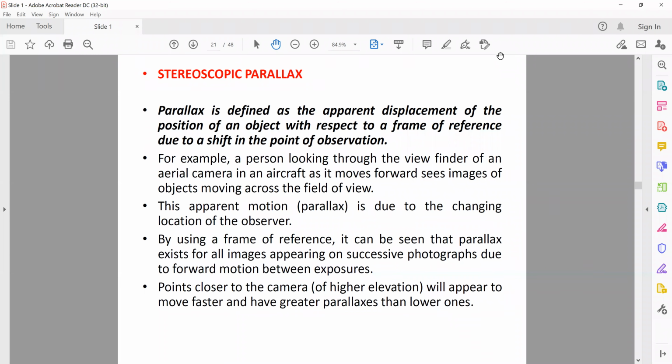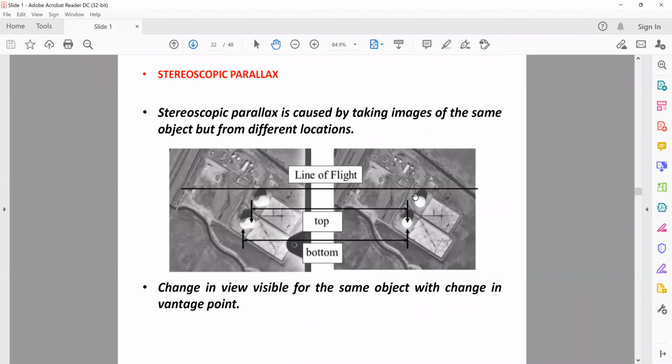So we'll continue with stereoscopic parallax. Parallax is defined as the apparent displacement of the position of an object with respect to a frame of reference due to a shift in the point of observation. You must have observed that when you're moving and looking at the same object, it seems as if the object is moving. You can see in this picture that if you take a picture of the same object from a flying drone, and the direction of the drone is fixed, it's traveling along a line, which is called the line of flight.